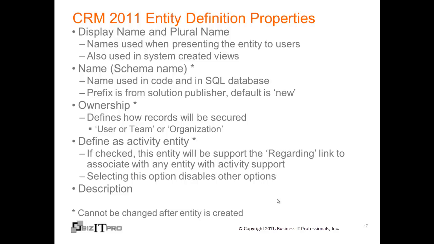Ownership of the records, once created, cannot be changed and defines whether the records will be secured by user or team or by organization. Next, define as an activity entity. If this box is checked, this entity will be supported through the regarding link to associate with any entity that has activity support. It will be grouped with other types of activities such as phone calls, emails, faxes, and the like. And selecting this option will disable a number of other options that don't apply for activities.